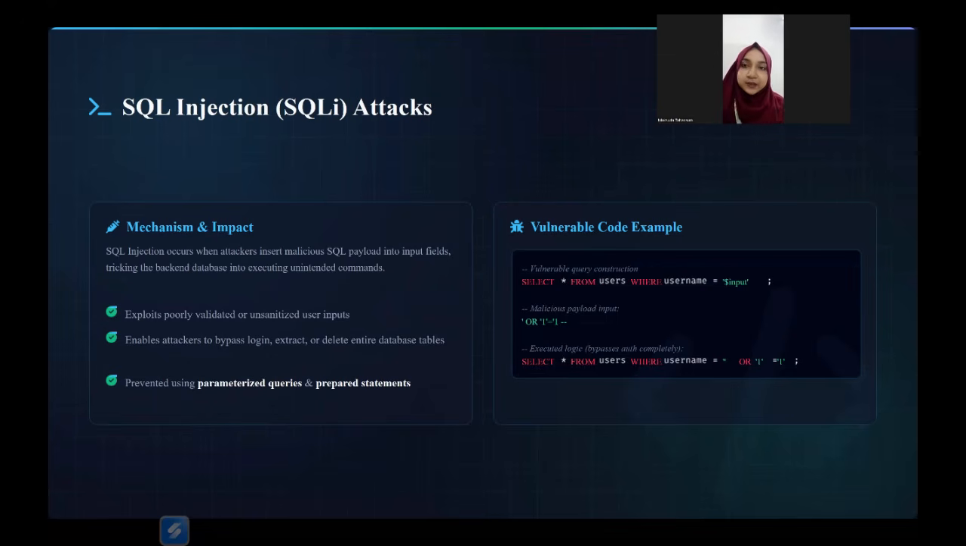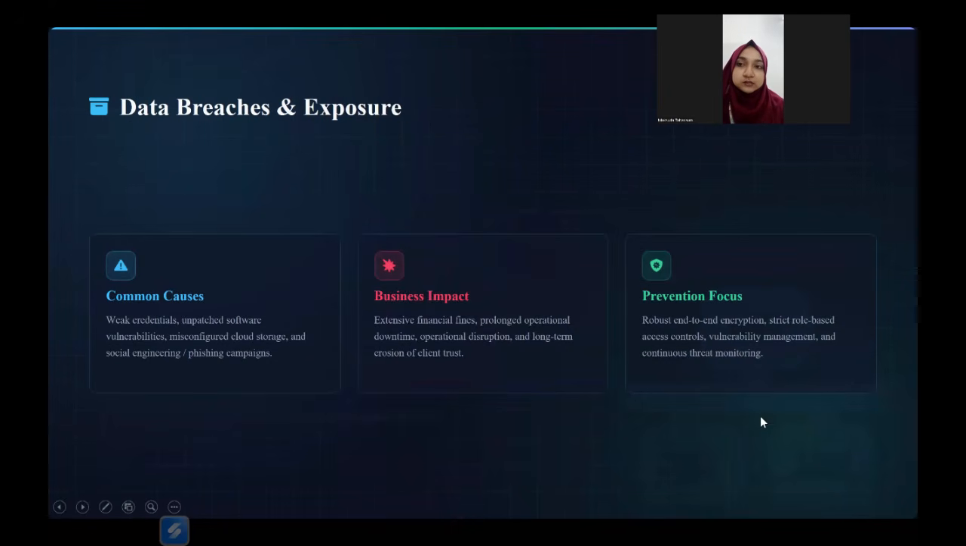SQL injection. SQL injection happens when an attacker inserts malicious SQL code into an input field. It can allow them to bypass login, steal data, or delete tables. We can prevent it by using parameterized queries and prepared statements.